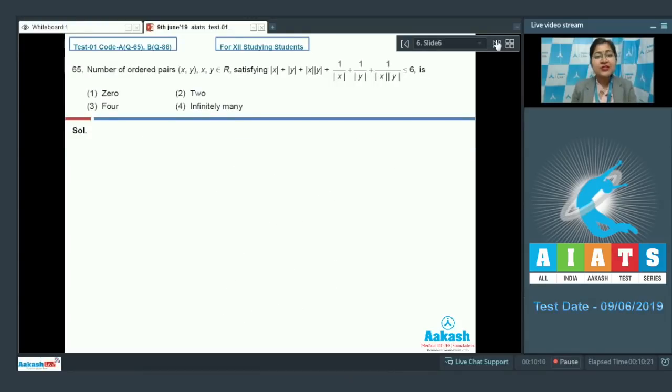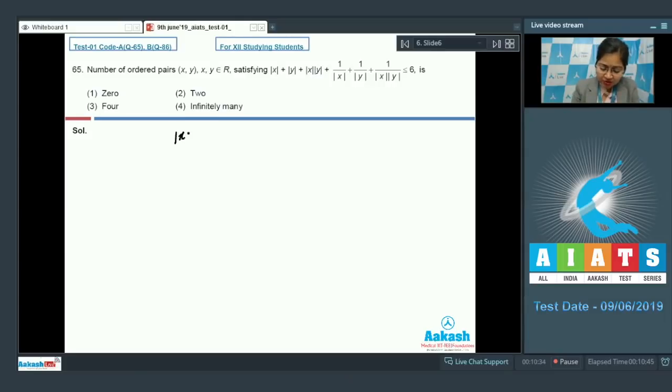Next is question number 65, which says that number of ordered pairs x comma y, where both x comma y are belonging to all real numbers, it is satisfying the inequation mod x plus mod y plus mod x mod y plus 1 by mod x plus 1 by mod y plus 1 upon mod x mod y is less than equal to 6. A very simple question.